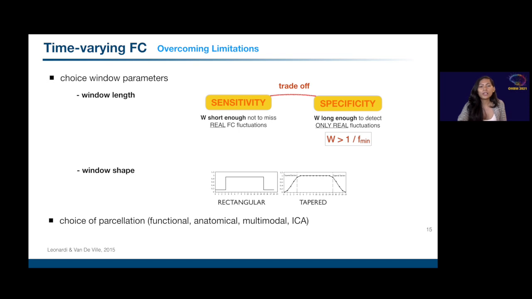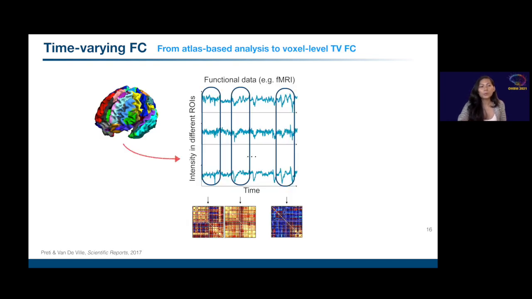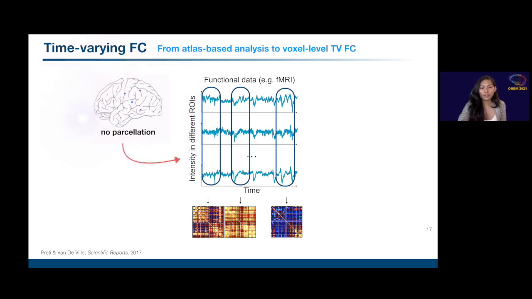And so in order to solve this limitation, what has been recently done in Dimitri Van De Ville's lab was, instead of using region-wise parcellation, to look at the time-varying behavior of functional connectivity at the voxel level, which means that instead of using regions, we look at the individual time courses at each voxel. So then you can imagine that we have a huge voxel by voxel matrix at each time window. And therefore, this poses a problem of computational complexity and also of storage itself.